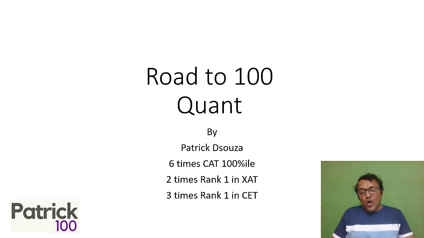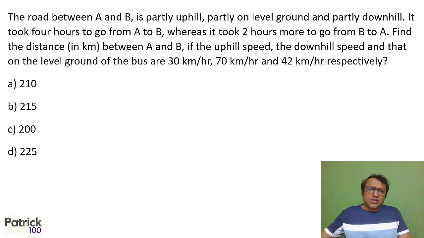Hi, we're looking at Cont Road to 100 sums. The basic idea is to help you improve your methods in the Cont section. So the road between A and B is partly uphill, partly level ground, and partly downhill. So from A to B and B to A.